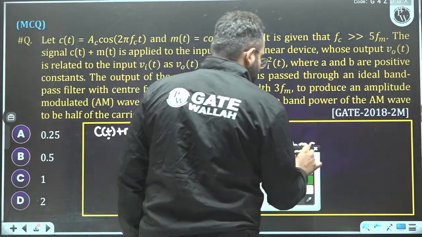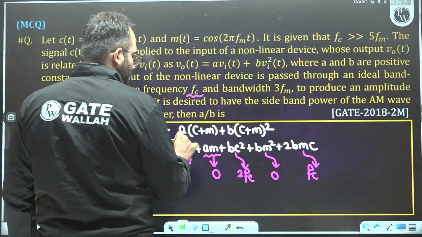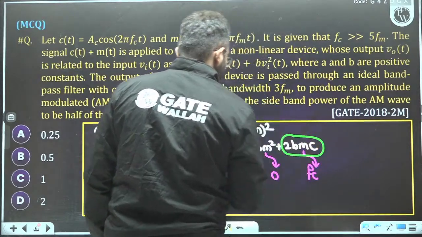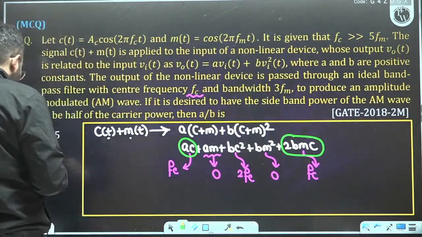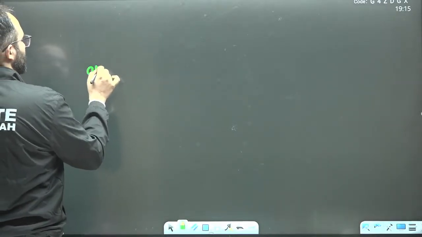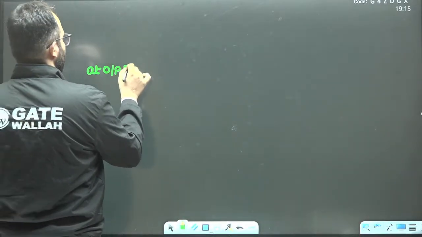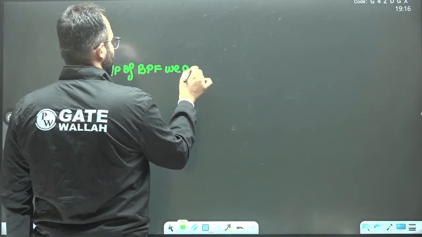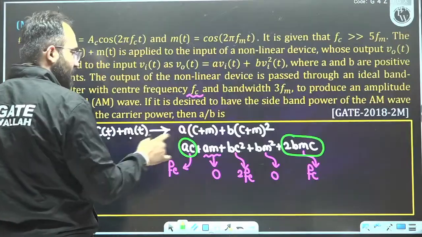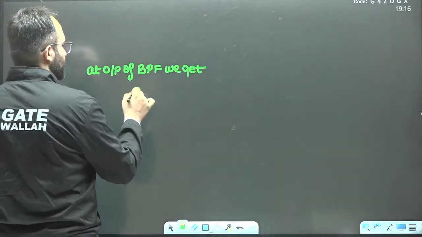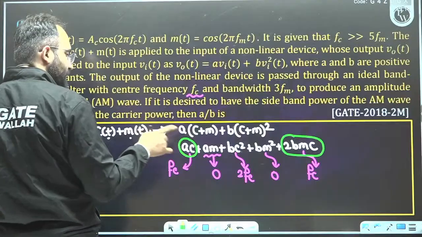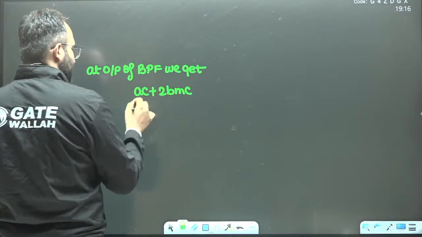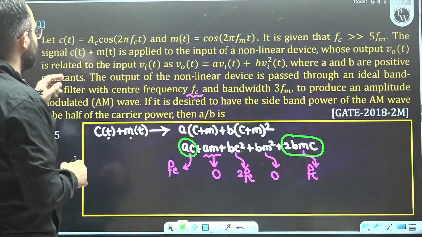So we can see that at Fc frequency only this term and this term will be passed through the band pass filter. So at the output of the band pass filter we get two terms, that is A Ac plus the second term is 2BMC. Now we can write it: C is a carrier term, Ac cos.